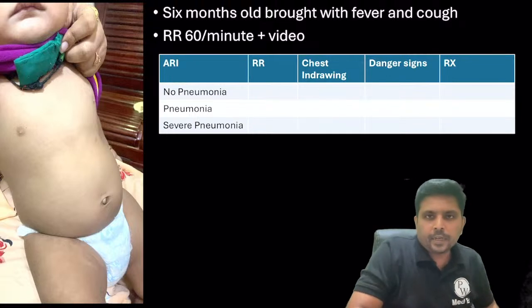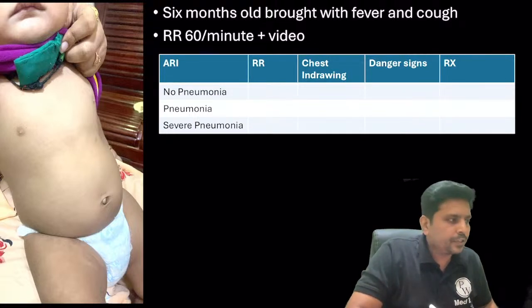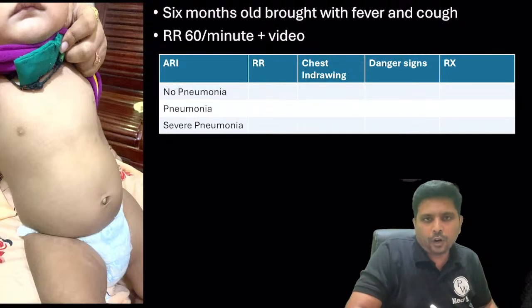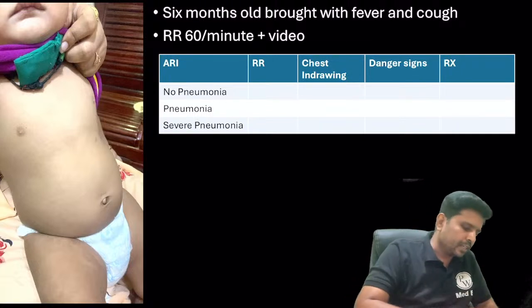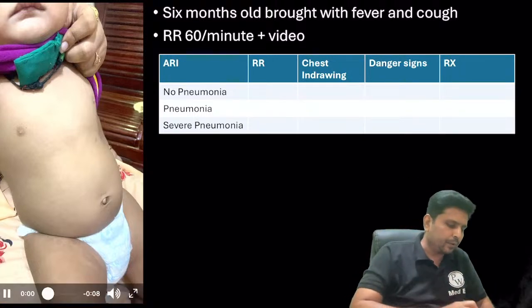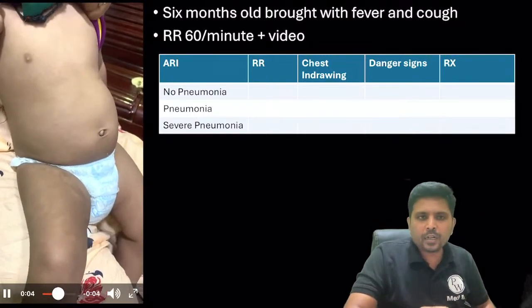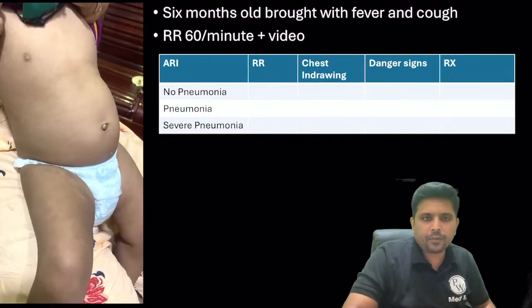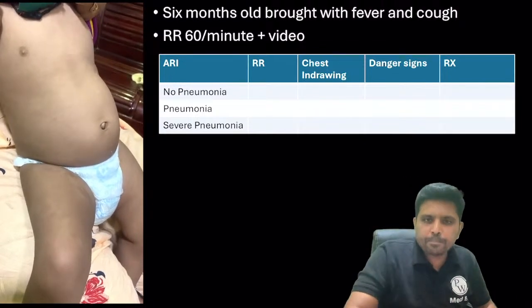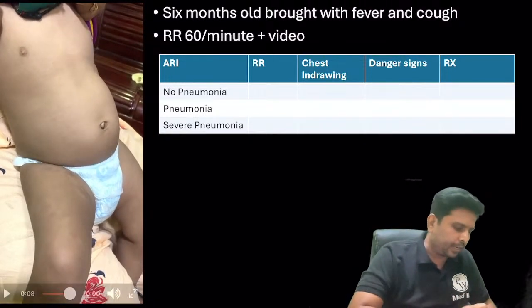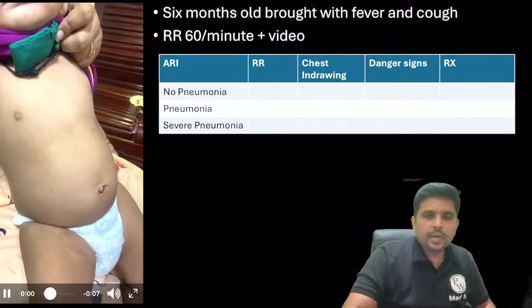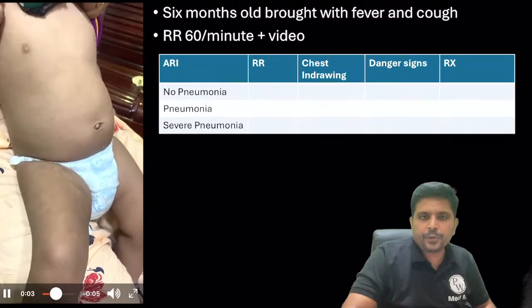So let me start. A 6-month-old is brought with history of fever and cough, respiratory rate 60 per minute, plus video. So what is this video? Let me look at this video. This is called chest indrawing. I repeat, this is called the typical chest indrawing that you need to know.